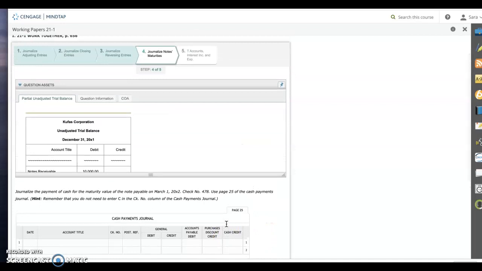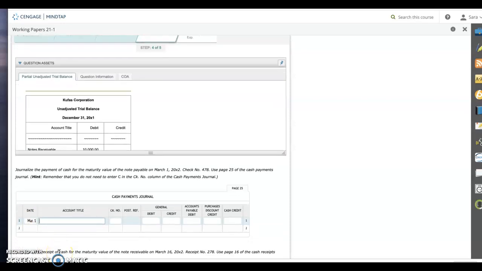And so now we have to journalize when our note matures. And so we're journalizing the payment of cash for the maturity value of the note payable on March 1st, check number 478. We're using page 25 of the cash payments journal. And then they're hit just when we're putting in our document number that we do not need to enter C in there. So our date is March 1st. Just abbreviate it, MAR. And then our account title will be Notes Receivable.